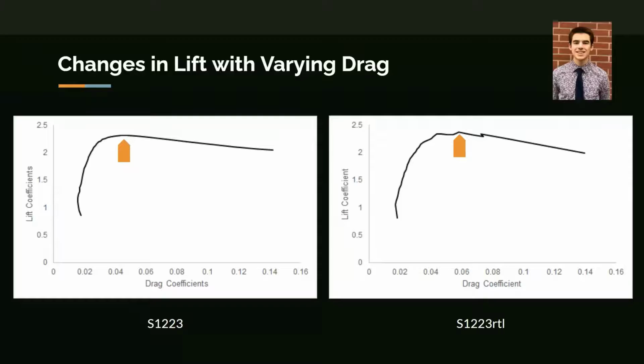On S1223, the lift coefficient reaches its maximum value when the drag coefficient is right around 0.05, while on S1223 RTL, we observe that the max value is slightly higher, around 0.06. The lift-drag polar helps us determine the aerodynamic efficiency of our airfoil by allowing us to find an optimal drag coefficient to maximize our lift.